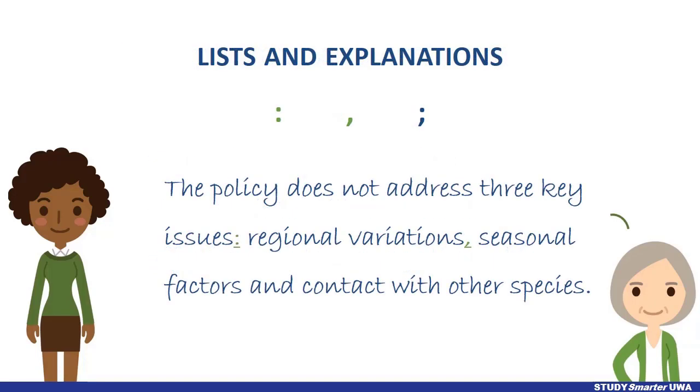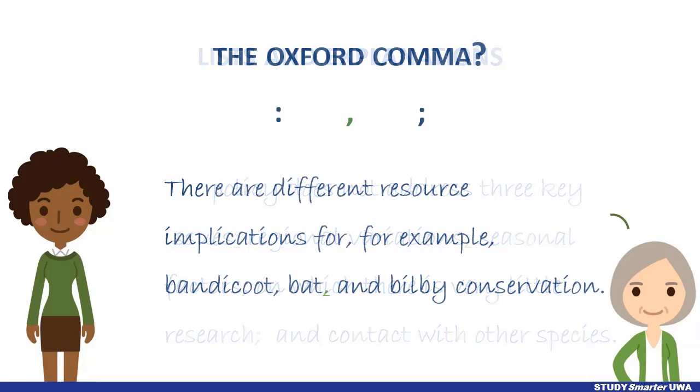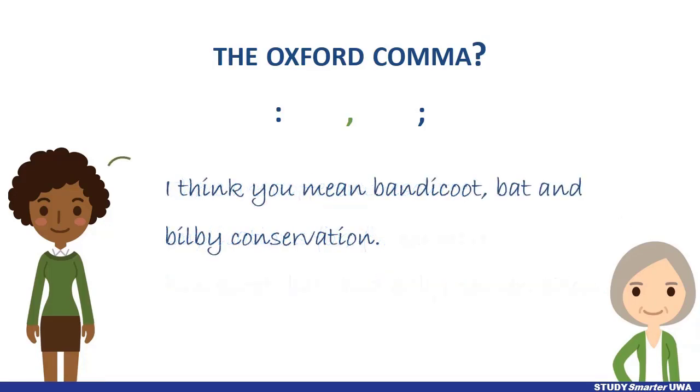To introduce lists and examples, first use a colon and then separate items with commas, or if the list items are long or include other punctuation, semicolons. Perhaps the most controversial punctuation mark is the Oxford comma, or a comma that precedes the final and in a list. People can have very strong opinions about using it.